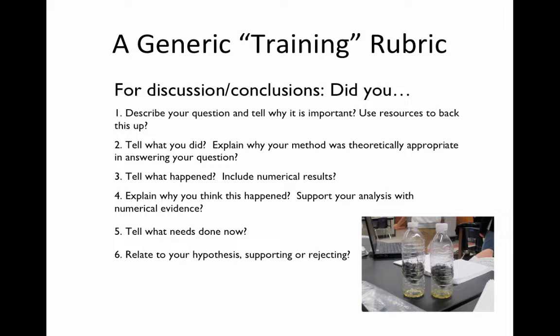For training, you can use a generic rubric. If you provide this to students, they have a guide or scaffold for their writing. This rubric is for the discussion or conclusion part of a lab. Students use this rubric in a "Did you" mode for self-evaluation. Taking item 1 as an example, the student reflects on their writing, asking themselves, "Did you describe your questions and tell why they are important?" Pause the video to read over this generic rubric.